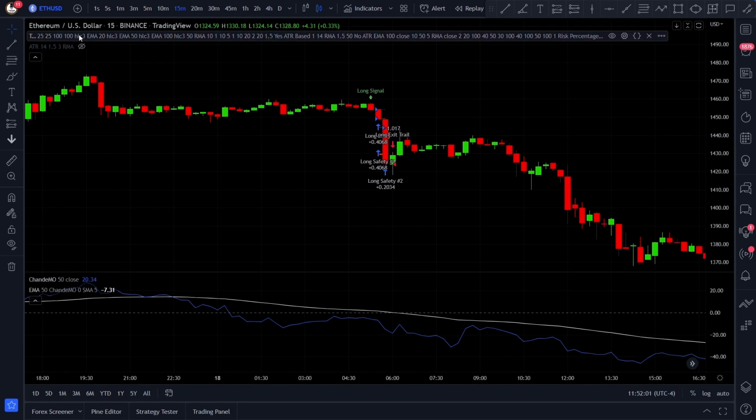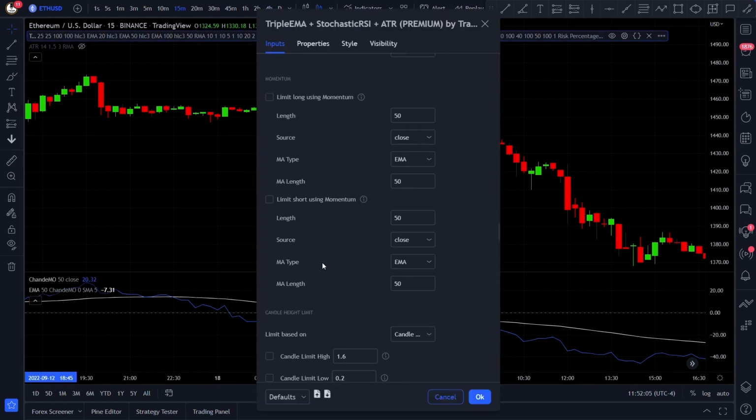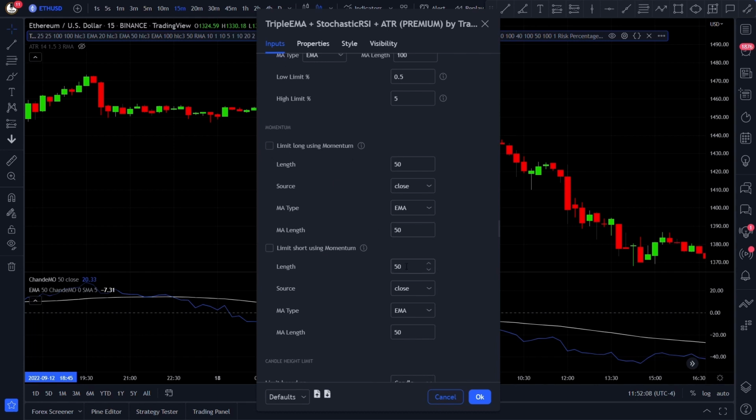Okay, now let's see how we can set up this filter in the script. As you can see, you can limit long and short trades separately. To limit only long trades, tick the box next to it and leave the limit short box unticked. With the length section, you can change the candle momentum indicator's length. So as we use the 50, set this value to 50.